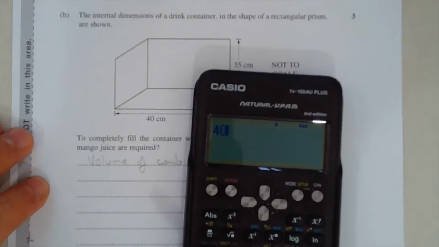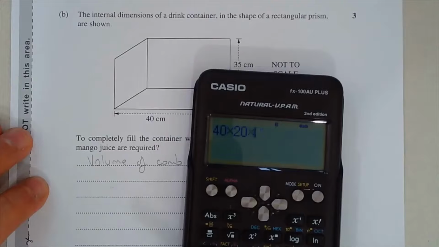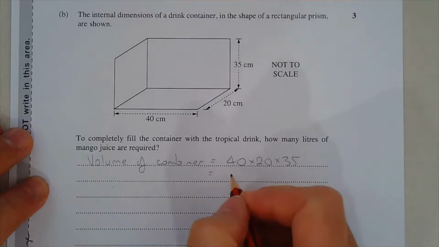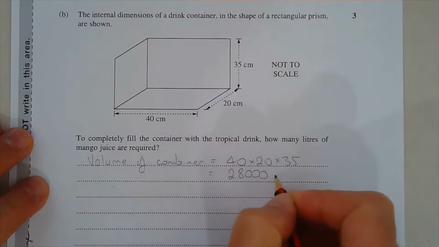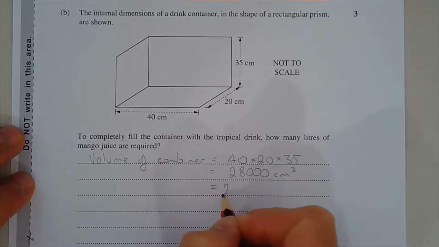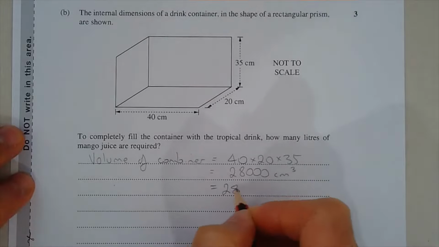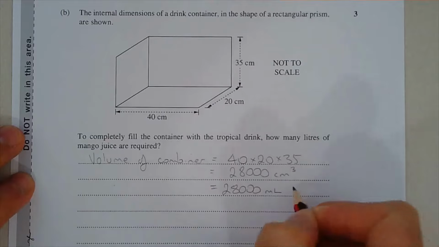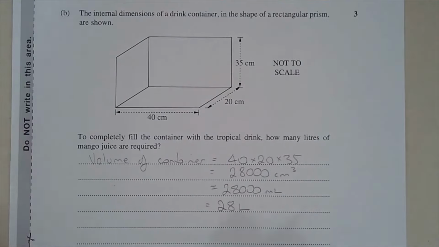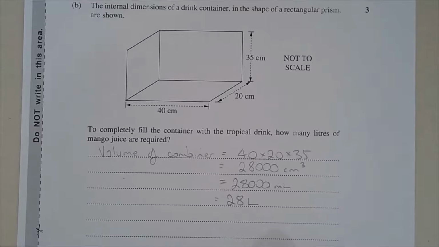So 40 times 20 times 35, and we get 28,000. That's cubic centimeters. So that's equal to 28,000 milliliters, which is equal to 28 liters. So that's 28 liters in total.